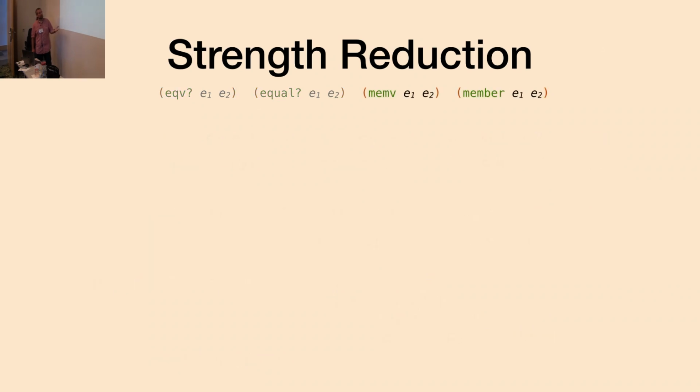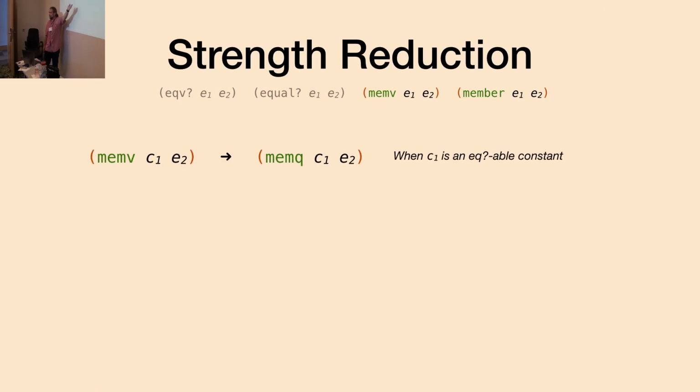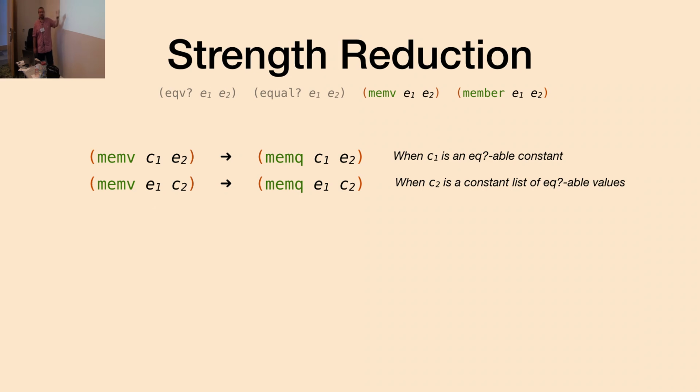So we do a similar transformation with MemV and MemQ. So MemQ, the first element we look at, if it's EQable, well, then we just generate MemQ. But of course, the second element is not going to be EQable because we know it's a list, right? It should be a list. And so what we do instead is we look through the constant list and see if it only contains EQable elements. And if it's only EQable elements, then we'll generate the MemQ.